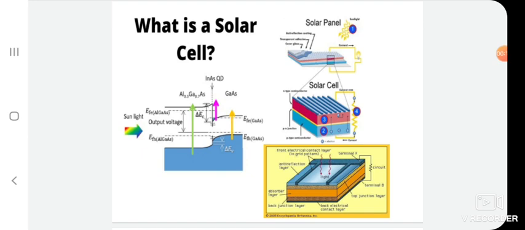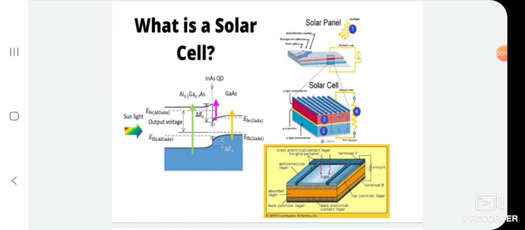In the last lecture, we discussed the solar cooker. Today, we are going to discuss the solar cell. What is a solar cell? Its definition, principle, working, advantages, disadvantages, and uses of the solar cell, that we have to discuss in today's lecture.